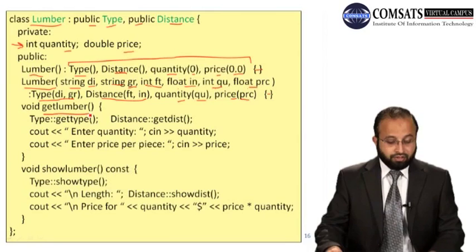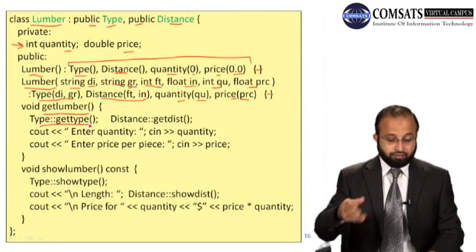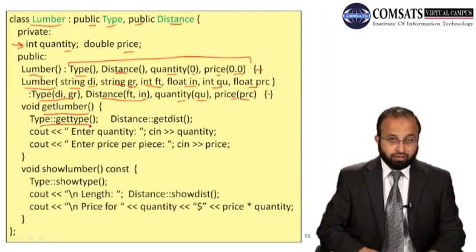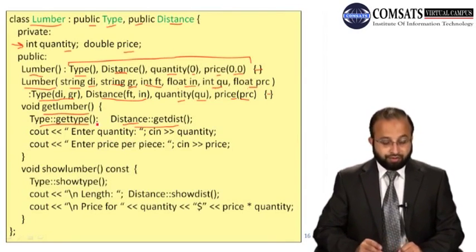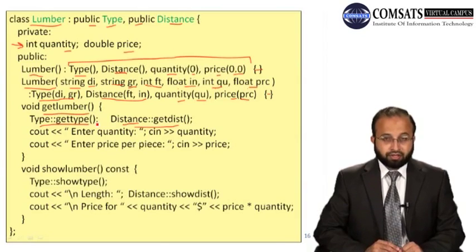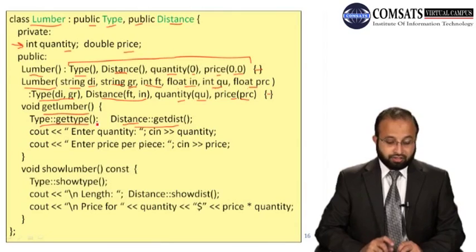Now we have a get number function. Get number function में सबसे पहले क्या हो रहा है, type display करें. ये उसी तरह से लिखा हुआ है type scope resolution operator जो मैंने आपको पहले बता चुका हूँ कि here it will call the function get type of the type class. And here it calls the get dist function of the distance class, ठीक है. Then, when you call get type of the type class, it will ask please input dimensions, please input grade, and when you call the get dist function of the distance class, it will display the message and prompt for the feet and inches, right?